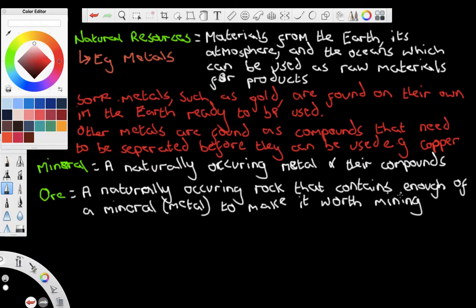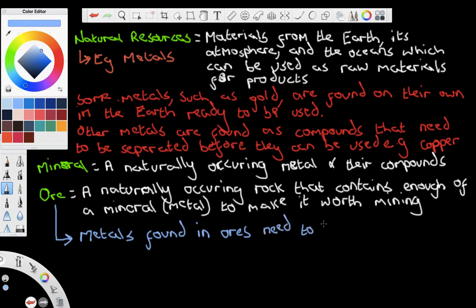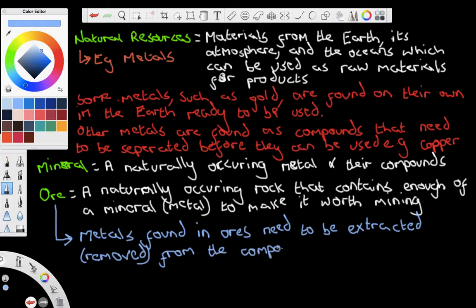Okay? So we can add underneath here that metals found in ores need to be processed or extracted, which means removed from the compound to make them useful.